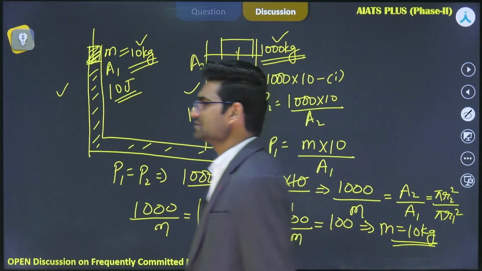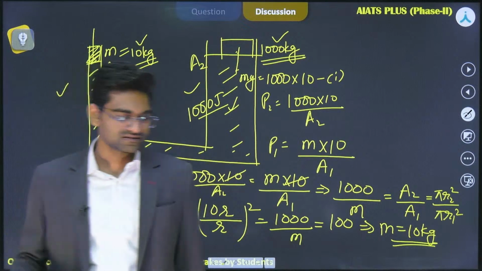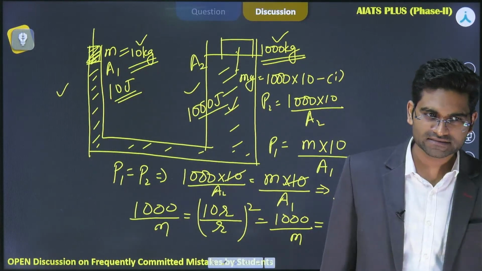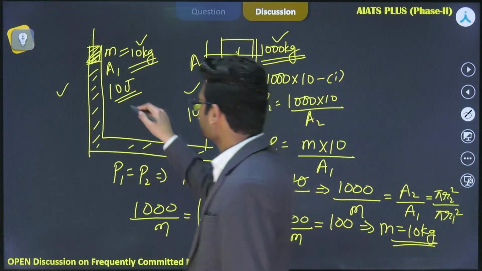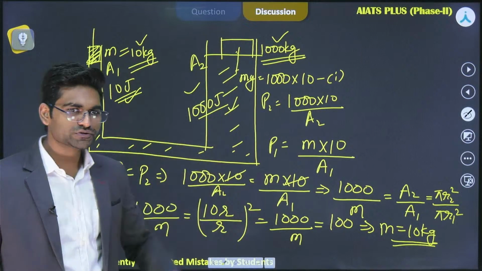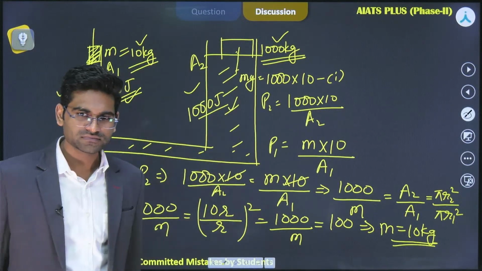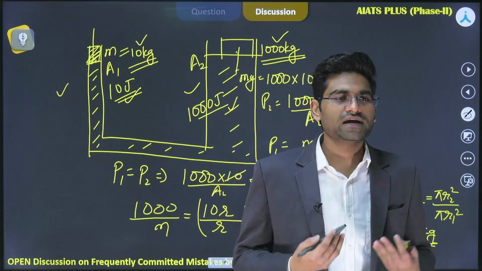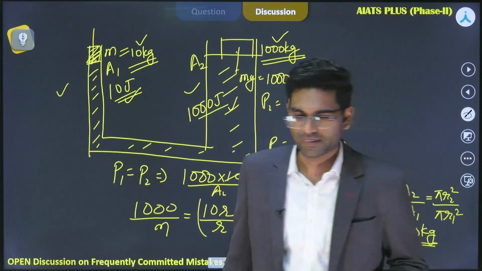If this works like this, then I can magnify energy also. Any answer? Is it possible that I can give 10 joule here and get 1000 joule here from this mechanism? Because I am magnifying the force, can I magnify the energy? Any answer?